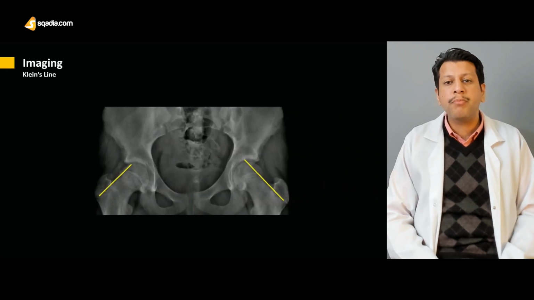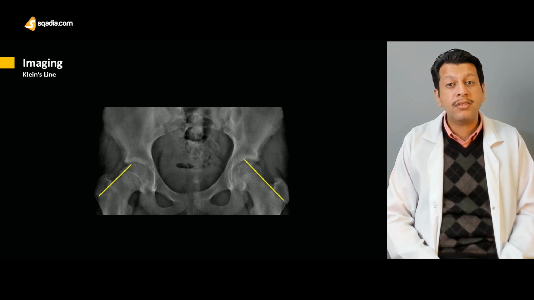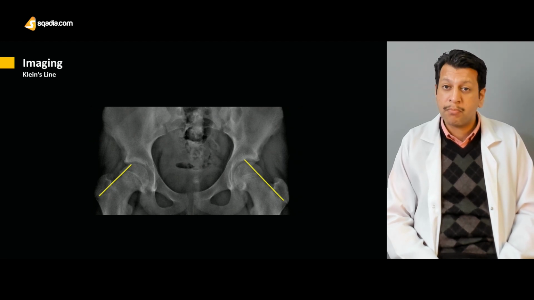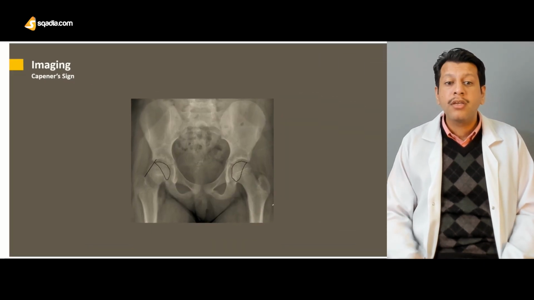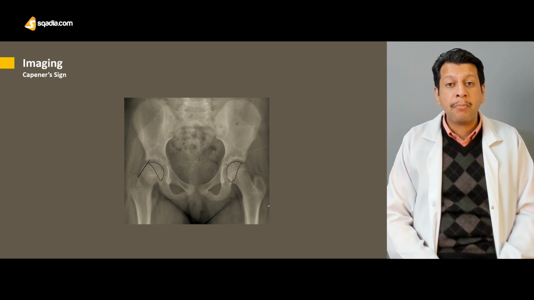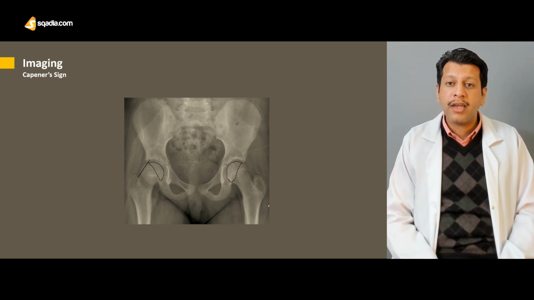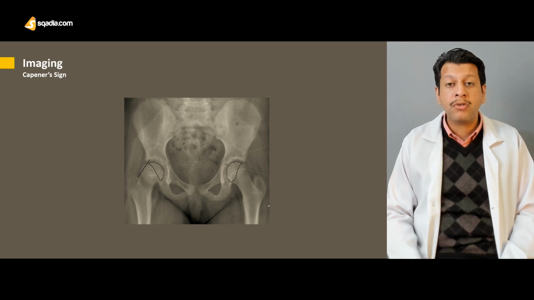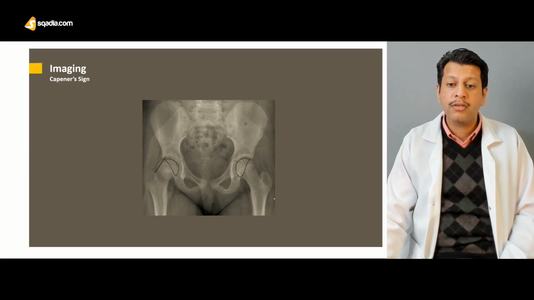From then onwards, we'll be briefly discussing the imaging which may be required to confirm our diagnosis of SCFE. We'll be briefly discussing what is Klein's line and what is its importance. From then, we'll move on towards other signs such as the Capener sign and what it actually tells us regarding SCFE, and how to assess the Capener sign on a radiograph, especially the X-ray pelvis AP view.